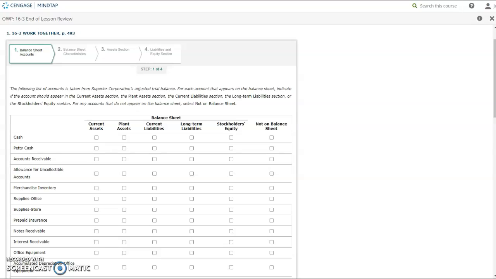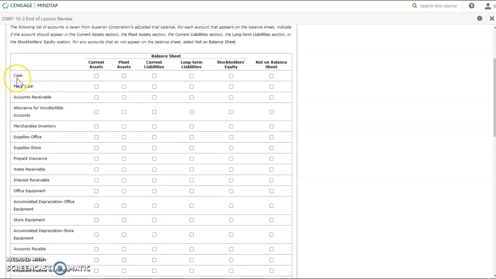For each account that appears on the balance sheet, you're going to indicate if the account should appear in the current asset section, the plant asset section, the current liability section, the long-term liability section, or the stockholders equity section. For any accounts that do not appear on the balance sheet, please select not on balance sheet. I would suggest that you have your book open to help you through this step.